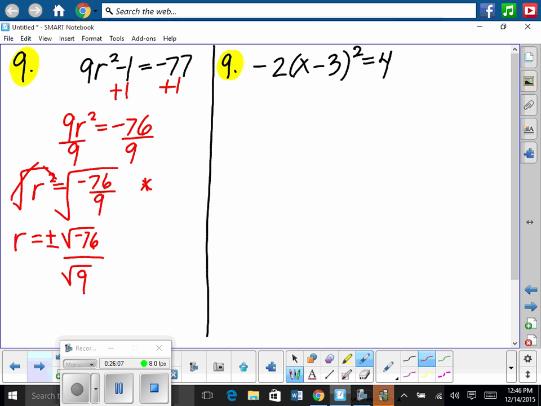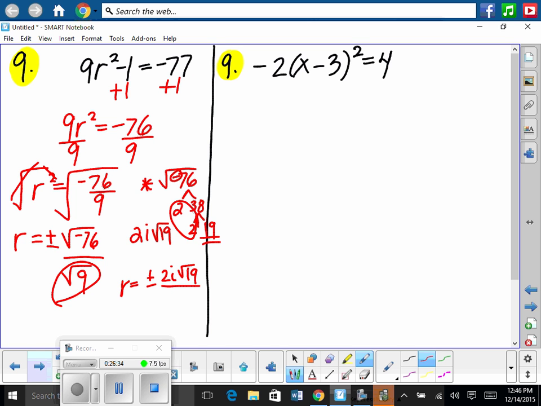I go up to the side and say, what is the square root of negative 76? That breaks down into 2 times 38. 38 breaks down into 2 and 19. And we're pulling out groups of 2, and we are pulling out the negative, so we have a 2i, and then left underneath is a 19, so square root of 19. So we have r is equal to plus or minus 2i square root of 19, and then the square root of 9 is 3, so all over 3. So you just got to simplify each piece correctly.